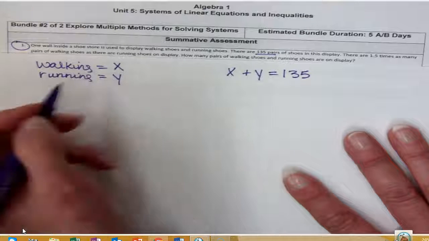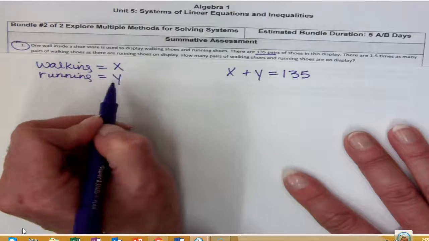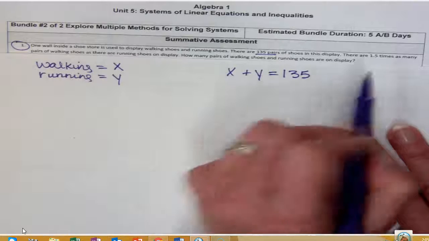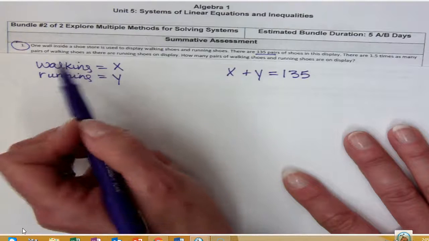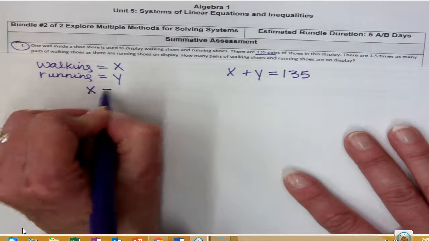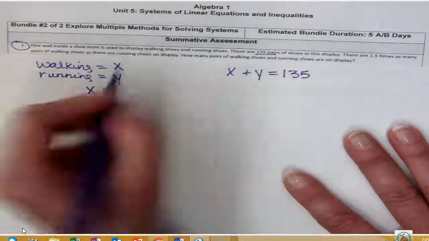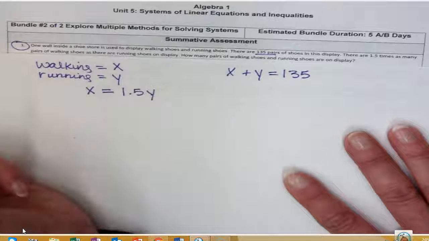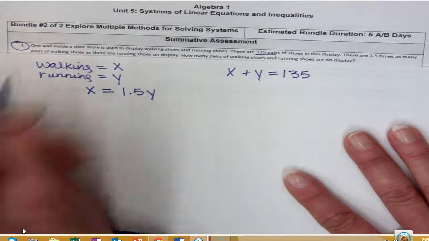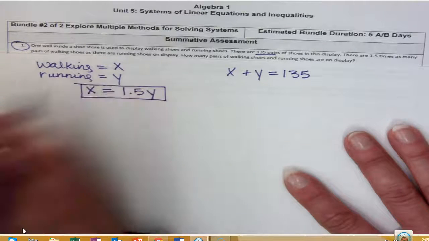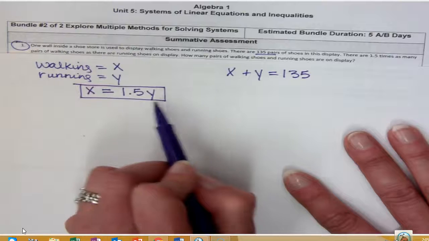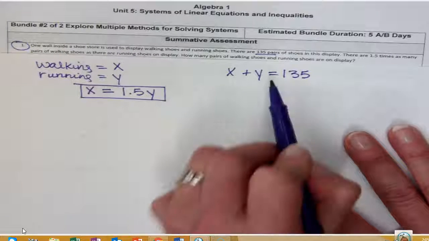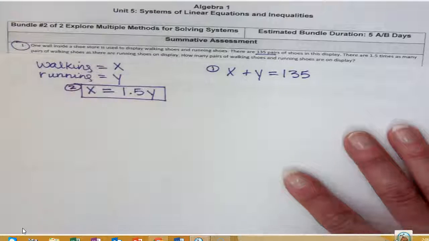Well, okay, so if we know that walking shoes are X and running shoes are Y, there are 1.5 times as many pairs of walking shoes as there are running shoes. So they're saying walking shoes is going to be 1.5 times the amount of running shoes. So here we don't even need, this is our first equation. This is our second equation.